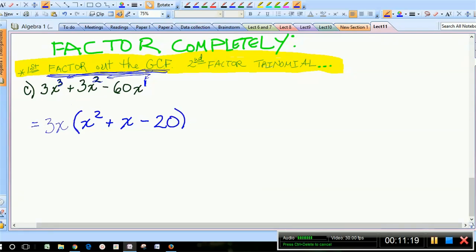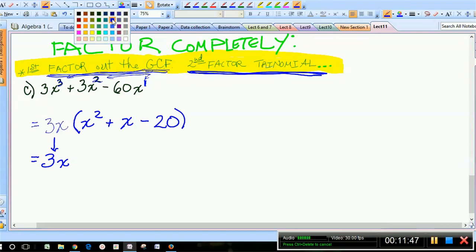Okay, so now what I have to do to factor completely is look at the leftover trinomial, okay? You always look at the leftovers. Remember I said that's what hangs off the very end of the problem, to see if you can factor this. And what we do for our final answer, you don't want to forget that 3x. You bring that down with you. So that just kind of comes down. And then in the next part of the problem, we work on this trinomial.